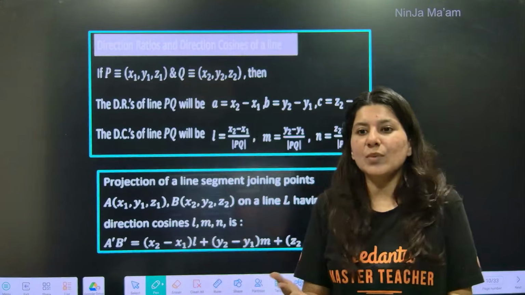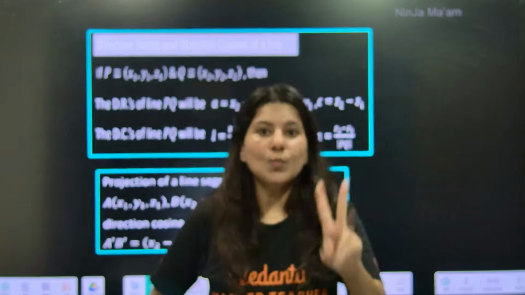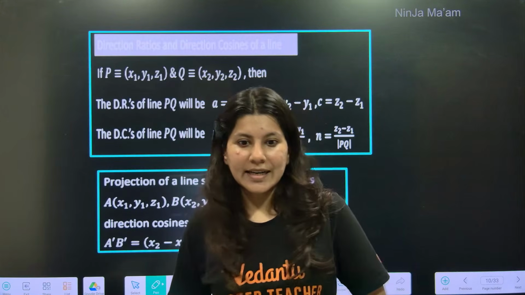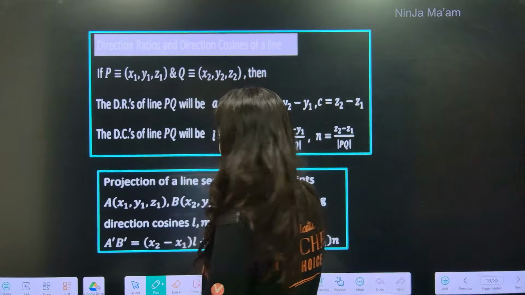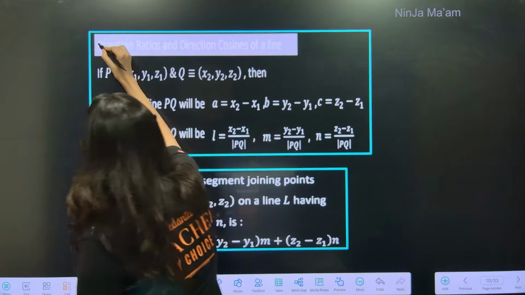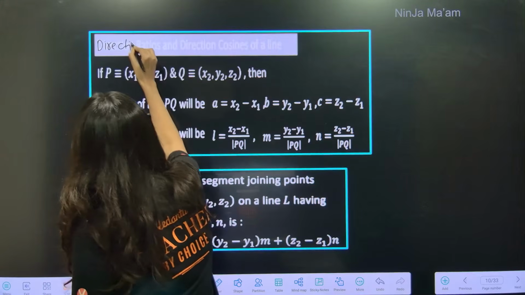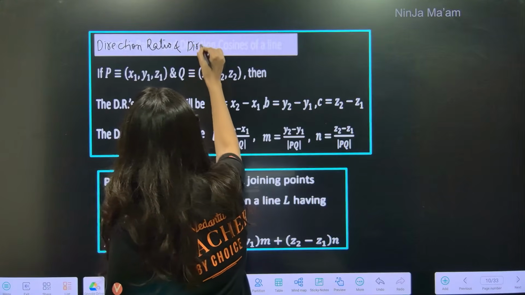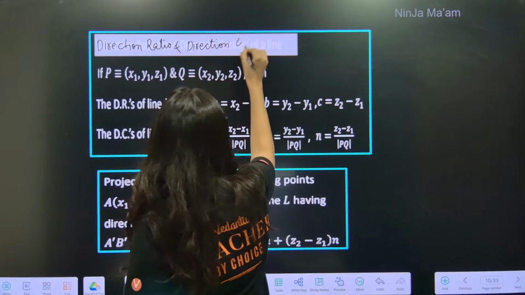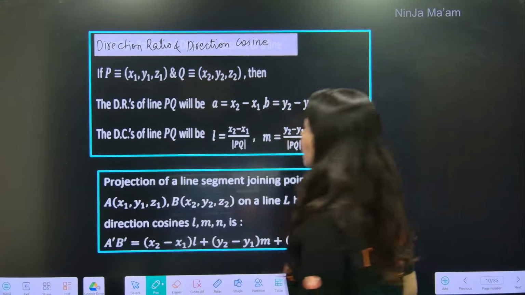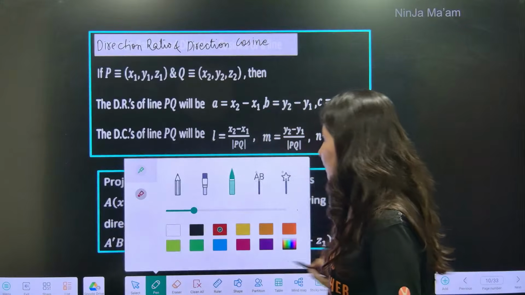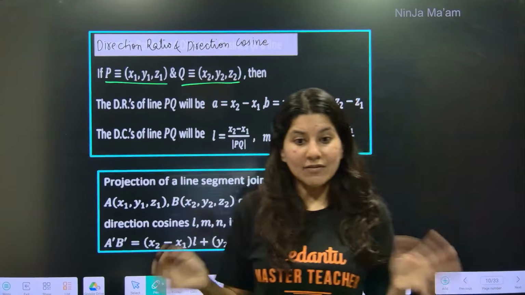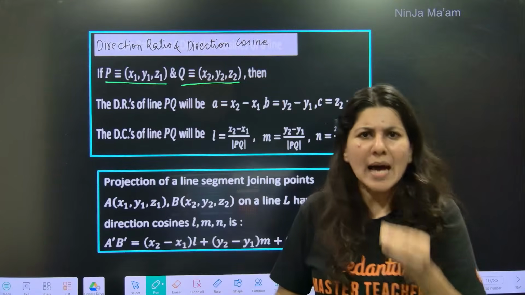Okay, in different situations, sometimes they will give you 2 points on the line and they will ask you to find the direction ratio. So suppose direction ratio and direction cosine of a line. Suppose two things are given to you: point P on a line and point Q on a line. Then can we write the direction ratio? That's the question. Absolutely, very easy.